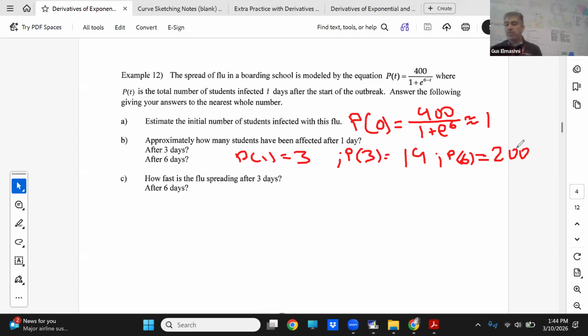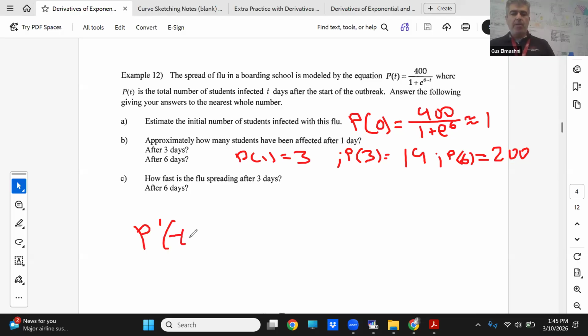This is actually what we call a logistic function. And COVID was kind of this way. They talk about the flattening of the curve. Well, that's you want herd immunity, right? You want everyone to get sick, so everyone gets the disease. So how fast is it spreading? That's where we have to find the derivative, p prime of t.